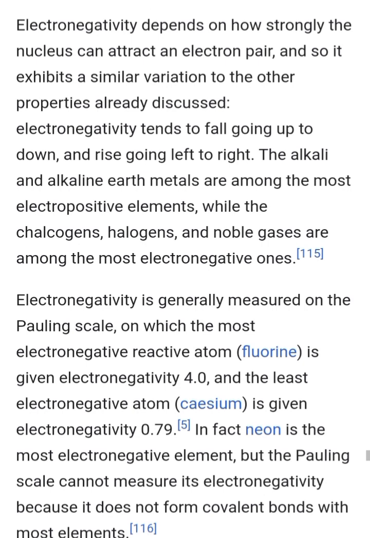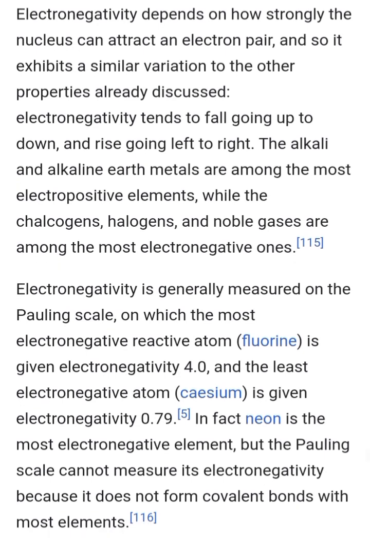Electronegativity depends on how strongly the nucleus can attract an electron pair, and so it exhibits a similar variation to the other properties already discussed. Electronegativity tends to fall going from top to bottom. That means if you move from top to bottom in the periodic table, electronegativity will fall, or it will decrease.